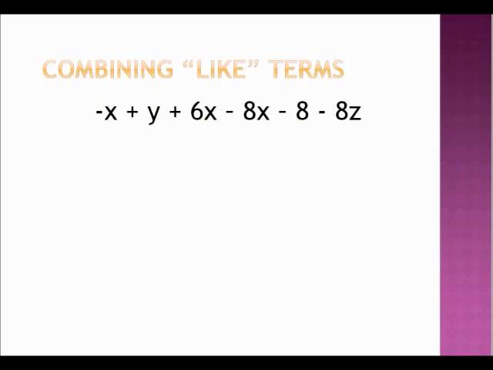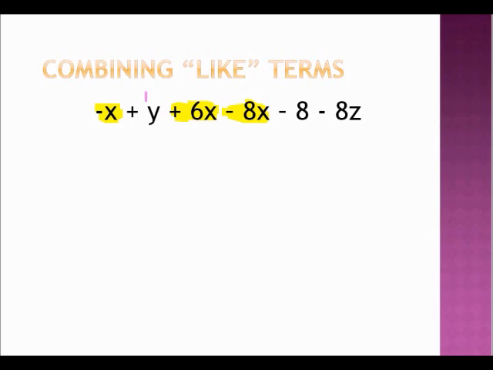All right, so whenever you are going to simplify an equation or an expression, you want to go ahead and highlight your like terms. So you have negative x. Here's an x term. We have plus 6x. Here's another x term, minus 8x. And there are no other x's.